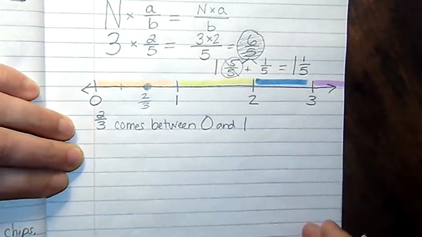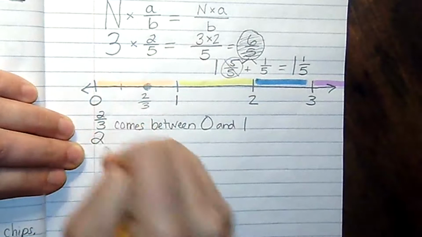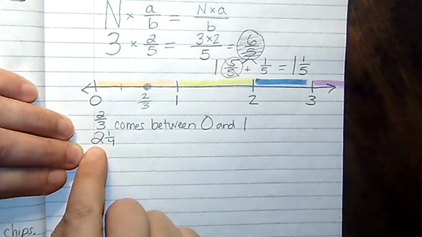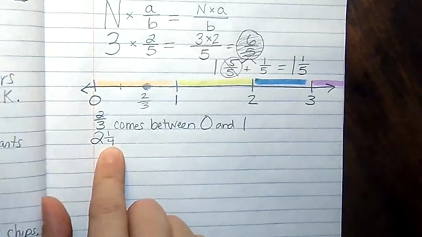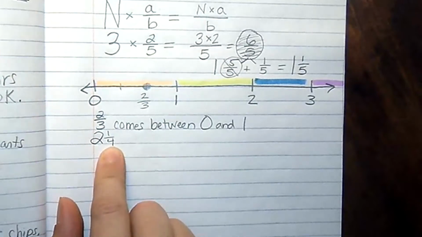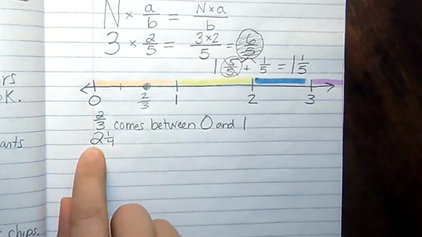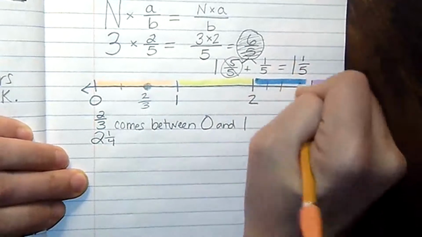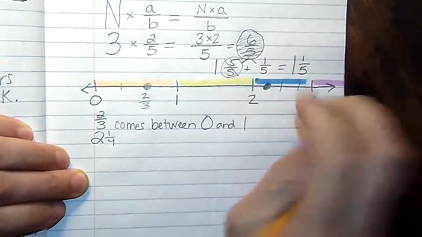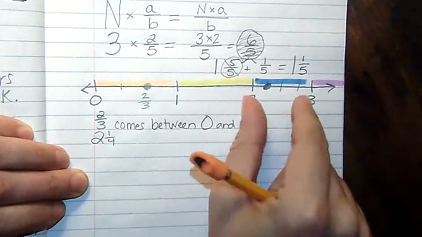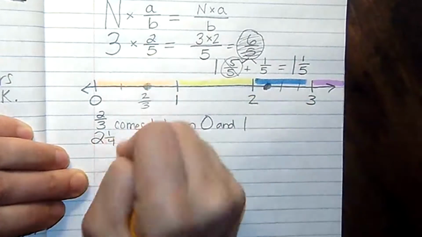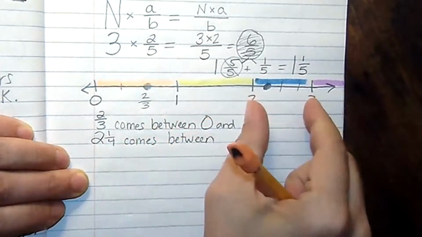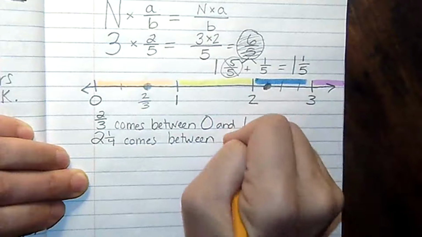Okay, let's do another number. I'm going to say 2 wholes and 1/4. So I'm thinking, 2 wholes and 1/4 means it's bigger than 2 wholes. It's 2 wholes and then 1/4 more. This is where I would find 2 wholes and 1/4 down here in the blue. So 2 wholes and 1/4, it comes between, let me look at my number line, it comes between 2 and 3.